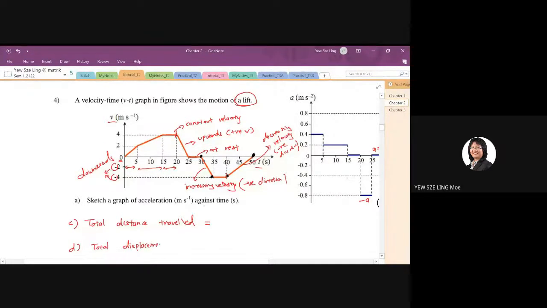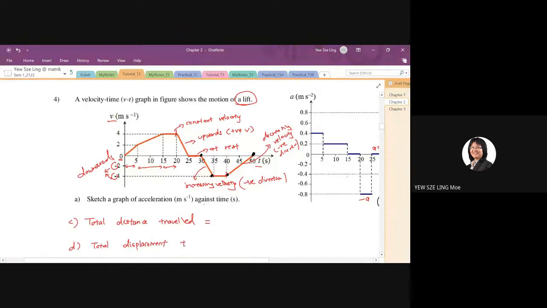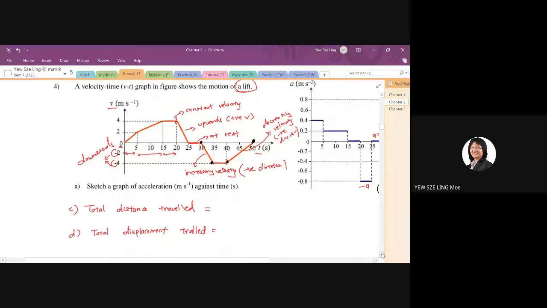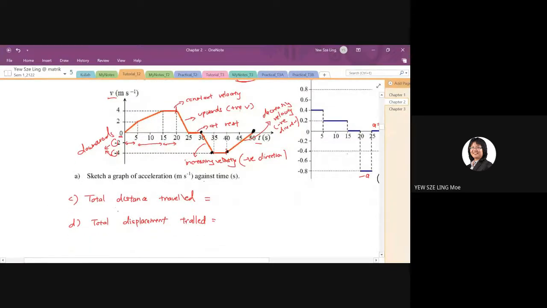So how are you going to calculate distance and displacement based on the given graph? Try to think. I give you 3 minutes to think. How are you going to calculate distance travelled? How are you going to calculate displacement travelled based on the diagram given? Try to imagine, try to recall.